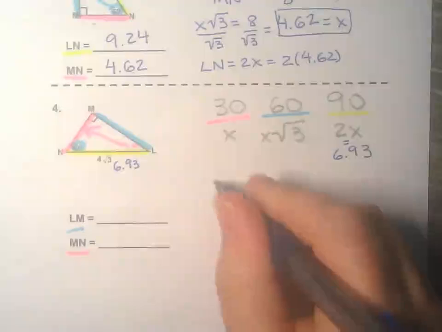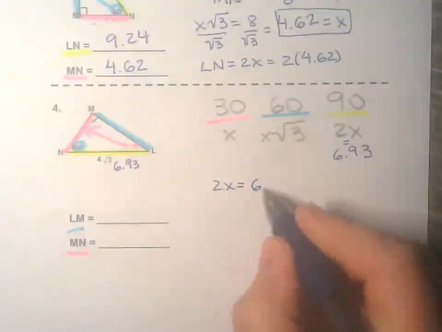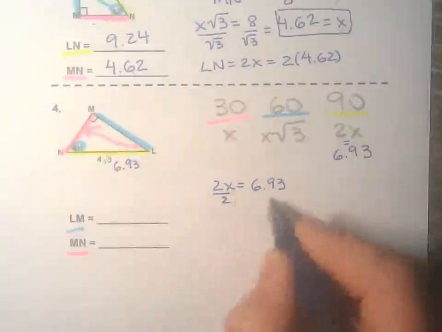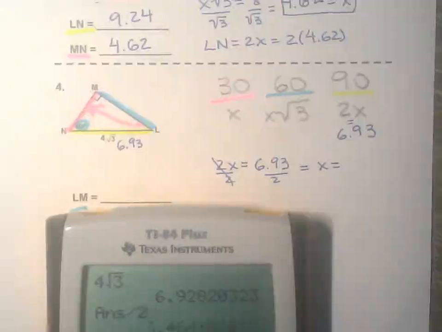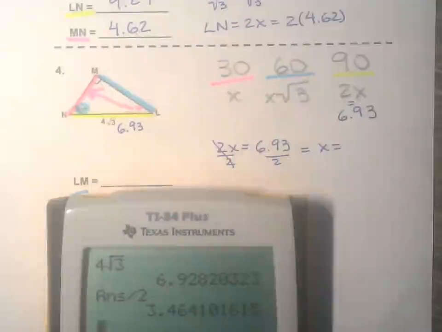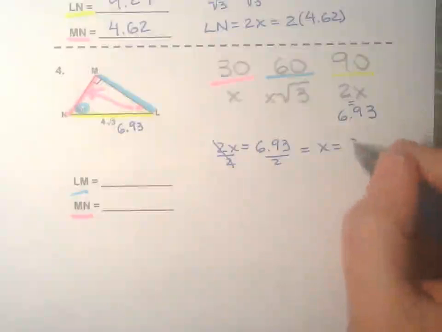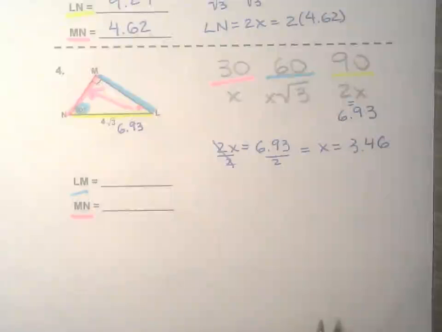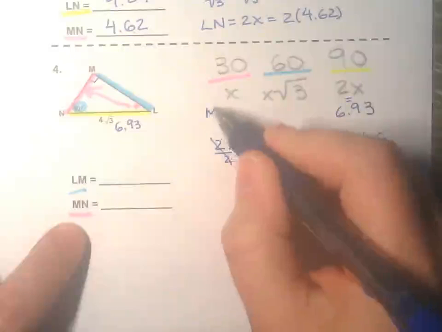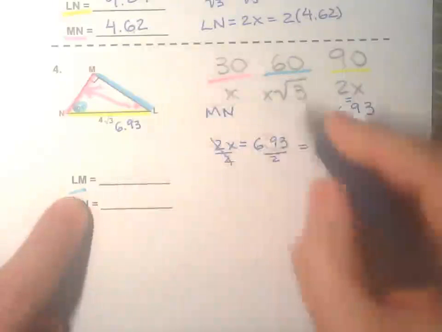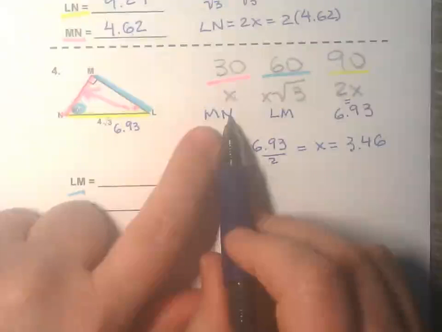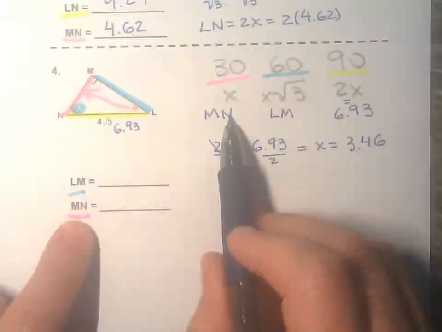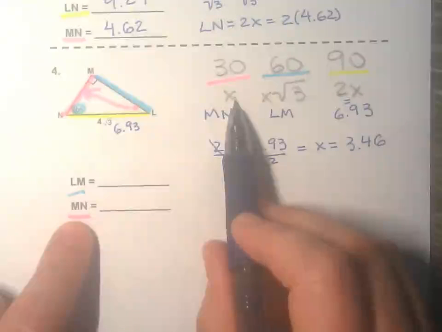If 2x equals 693, divide both sides by 2 to get x. X equals 346. Okay. So, oh, whoops. That's my question right there. LM. Okay. So, X is MN. MN is the short leg. The short leg is X because that's the ratio. And I know that X is 346.